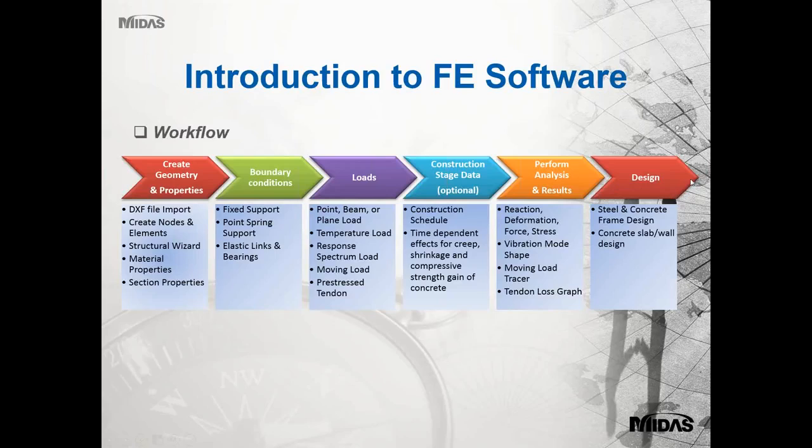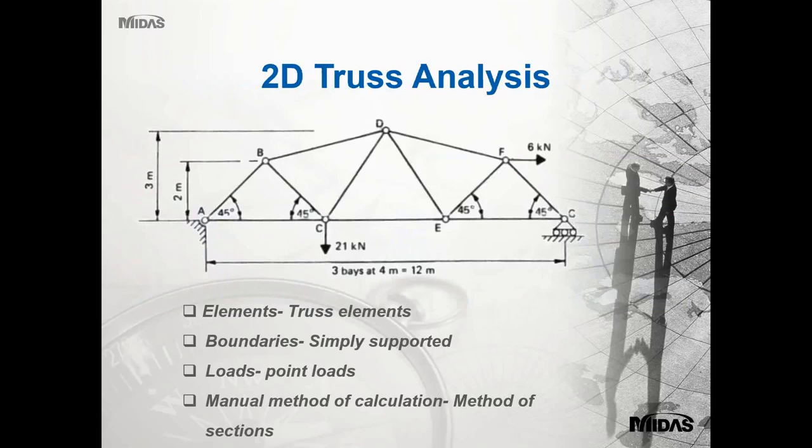And finally, design. Well, this is not supported by all finite element software, but yes, design is important, and we can generate quick steel and concrete member designs in the Midas software, which we can go through in the demonstration. Okay, so the first example which I'll talk about is the 2D truss analysis. So we'll take the simple pin-jointed truss as shown in this figure, and the elements involved will be truss elements. As we discussed a few slides ago, truss elements are basically pinned at both ends and only give you the axial force components.